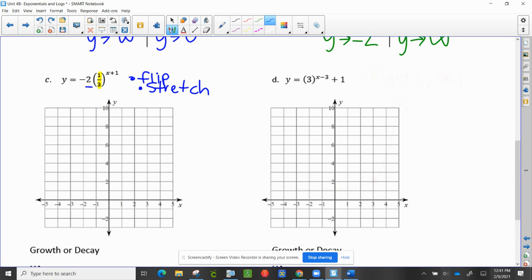Okay. And then we have that plus 1, which is going to move the graph to the left. Left 1. Okay, so this one's going to be a little tricky because of the stretch, so just watch what I do.